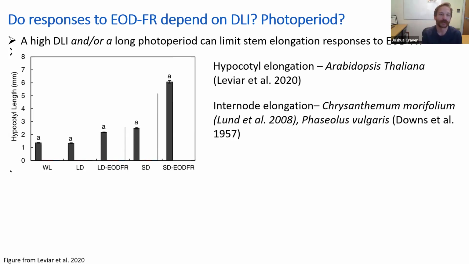And I say and or because it's hard to separate DLI and photoperiod, because as you increase the photoperiod, you increase the DLI. As you decrease the photoperiod, you decrease the DLI. And it's also known that there are plant circadian rhythm responses that affect general sensitivities to light qualities. So we want to look at this from a practical perspective, the DLI and photoperiod, but maybe also look into some of the circadian rhythm stuff.